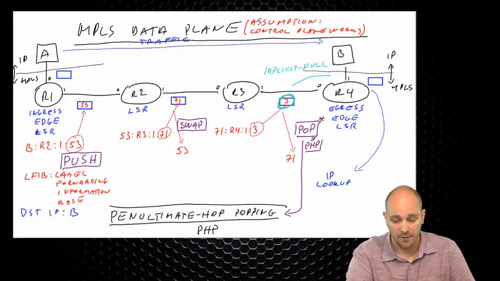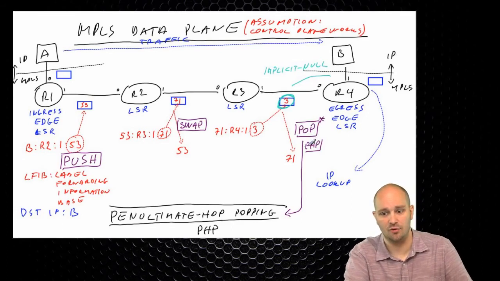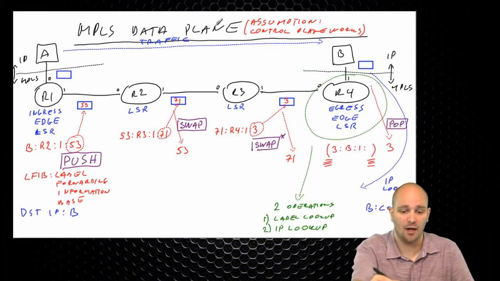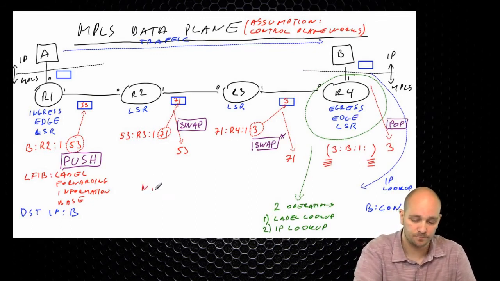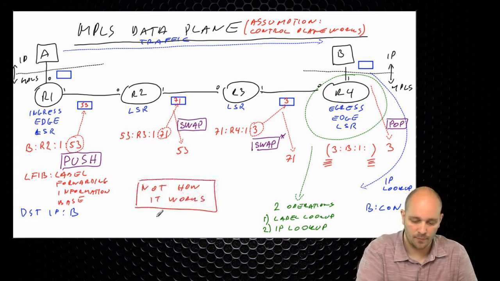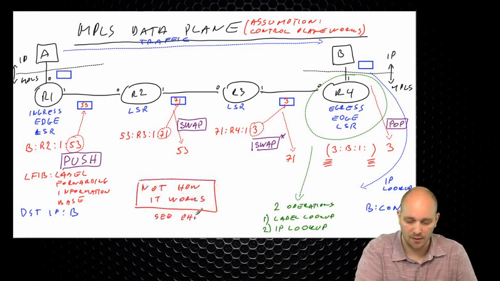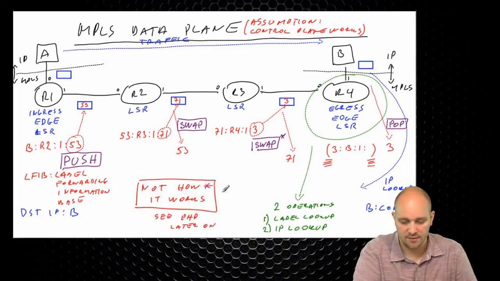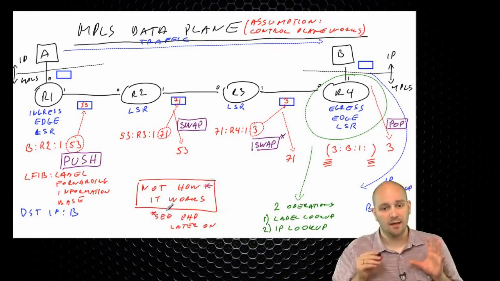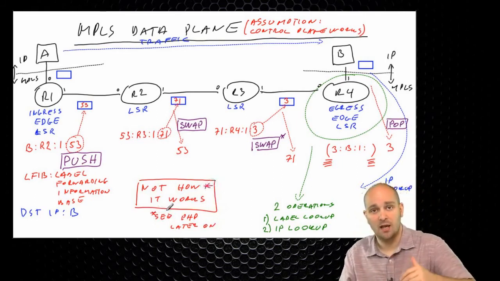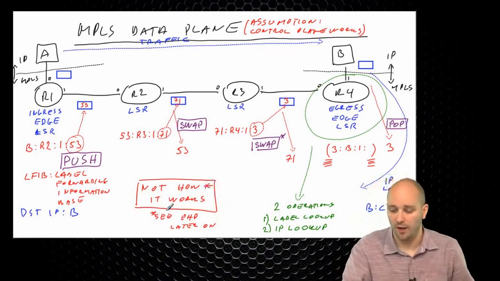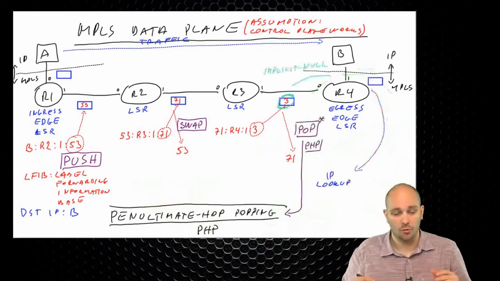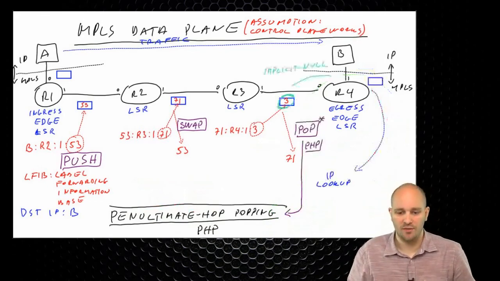This functionality, PHP, is automatically enabled in Cisco routers, and this is not exactly how it works, so let me put that warning. So this is not how it works, and we will see PHP later on. So this is basically a warning that this is not exactly how it works, but in order to understand why it works the way it does, we actually needed to go through that exercise to see what the problem with that approach is.